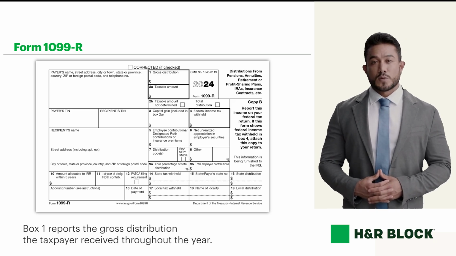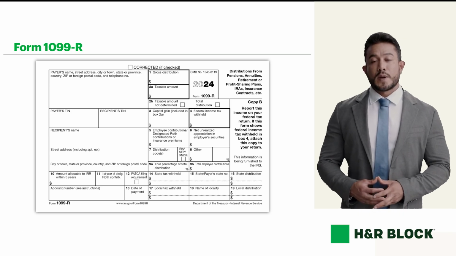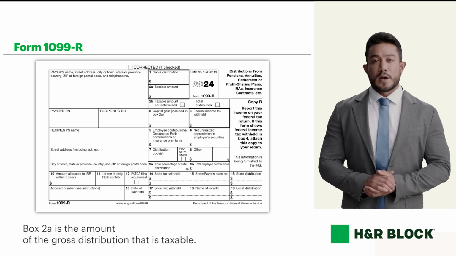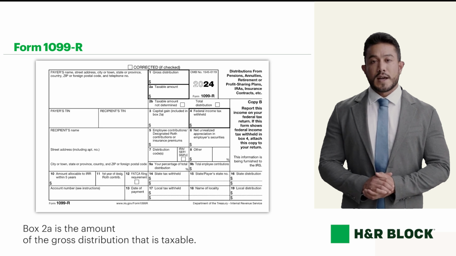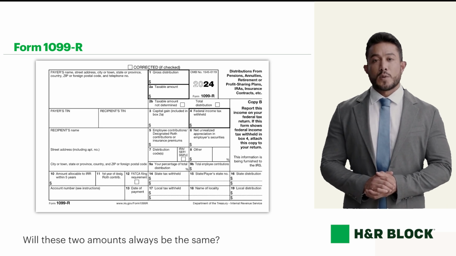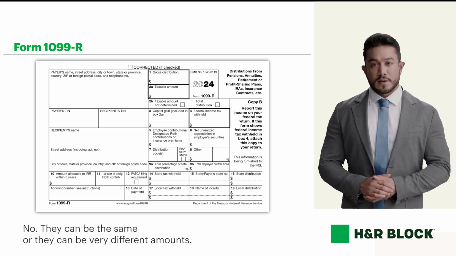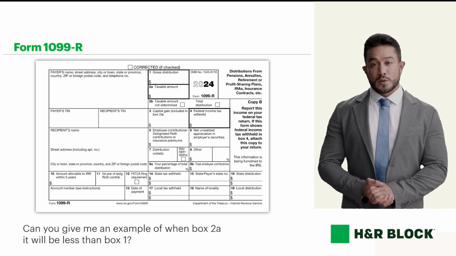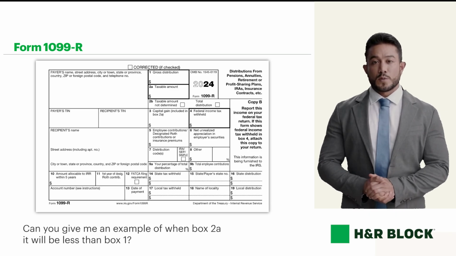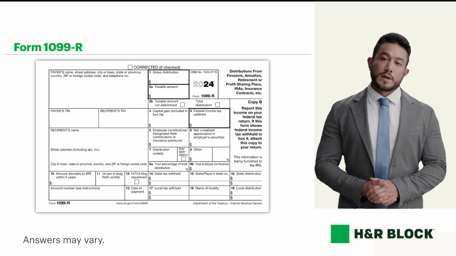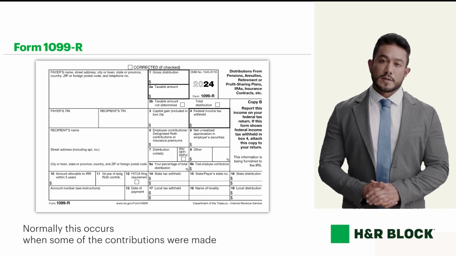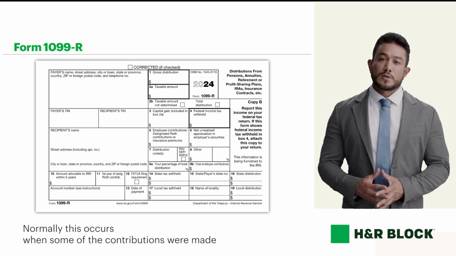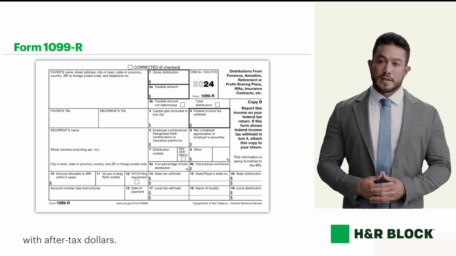What is the difference between Box 1 and Box 2A? Box 1 reports the gross distribution the taxpayer received throughout the year. Box 2A is the amount of the gross distribution that is taxable. Will these two amounts always be the same? No. They could be the same, or they could be very different amounts. Can you give me an example of when Box 2A will be less than Box 1? Answers may vary. Normally, this occurs when some of the contributions were made with after-tax dollars.